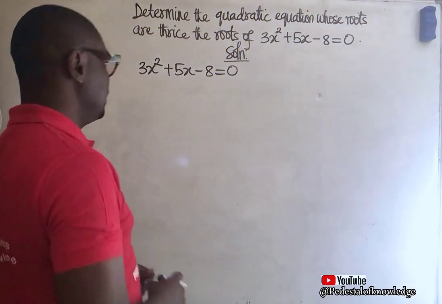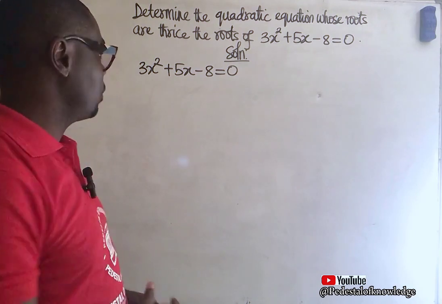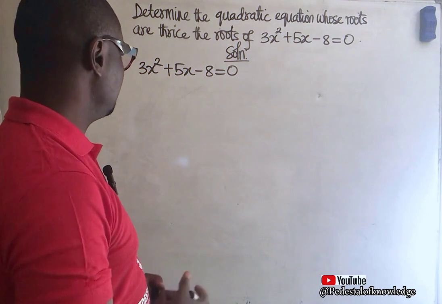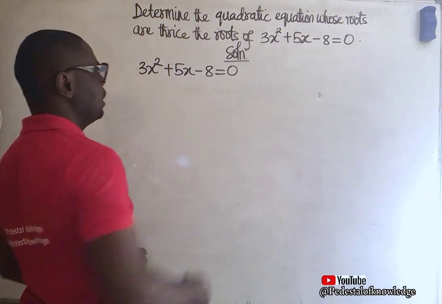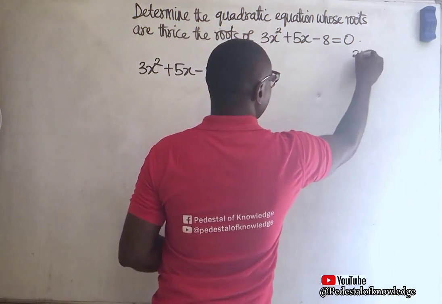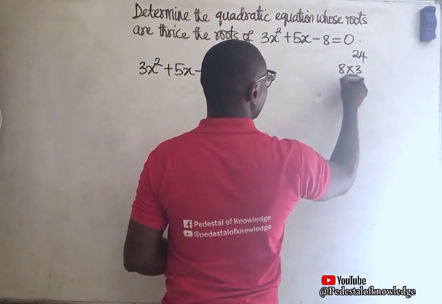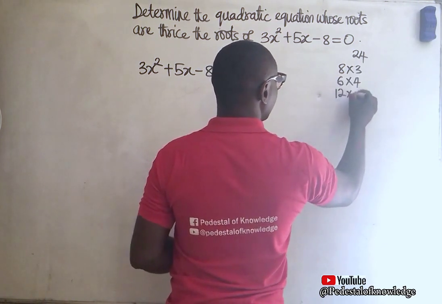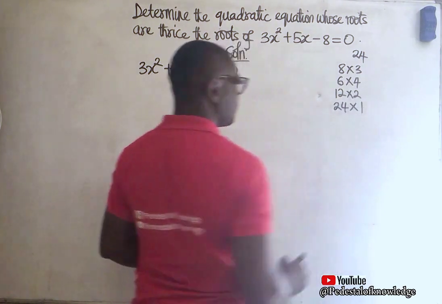Okay, now we are going to engage the factorization method as one of the methods used to provide the solutions of a quadratic equation because this equation is factorable. Now, in this method, what we do is to find the product of the first term and the constants. So 3 times 8 will give us 24. And the factors of 24 are 8 and 3. We have 6 and 4. We have 12 and 2. We have 24 and 1.